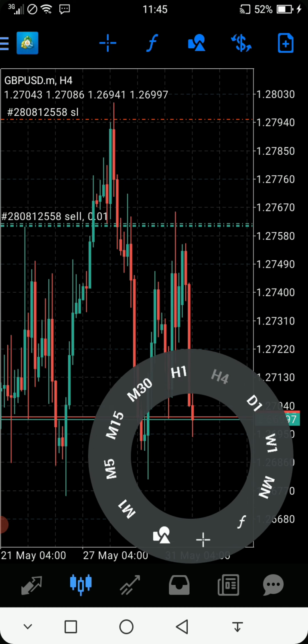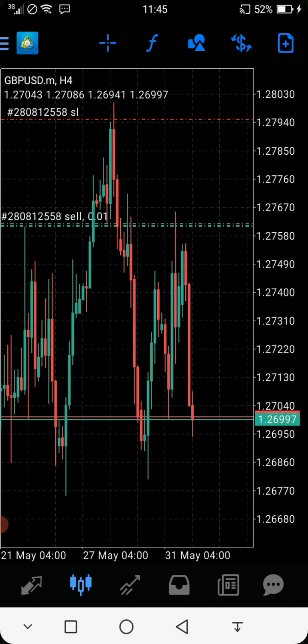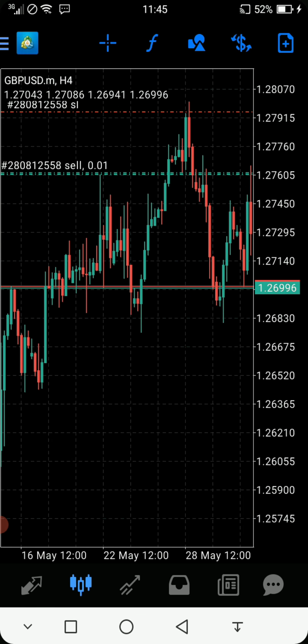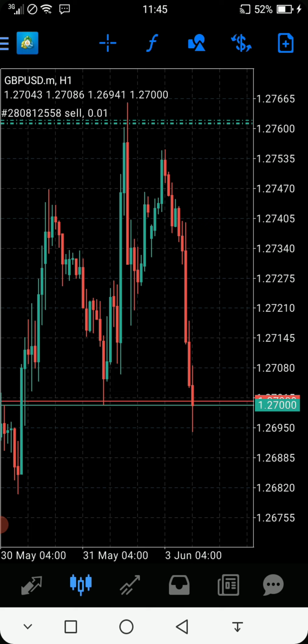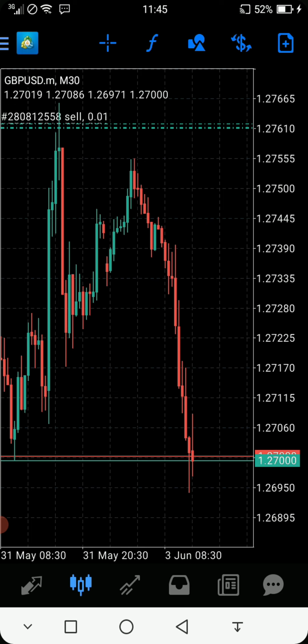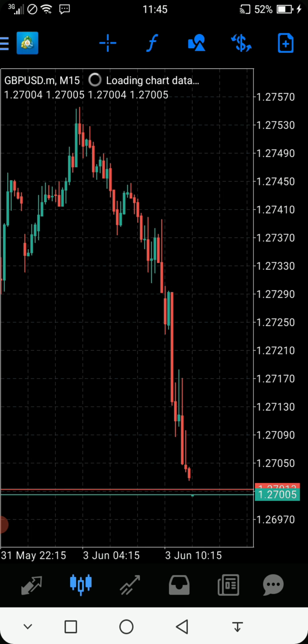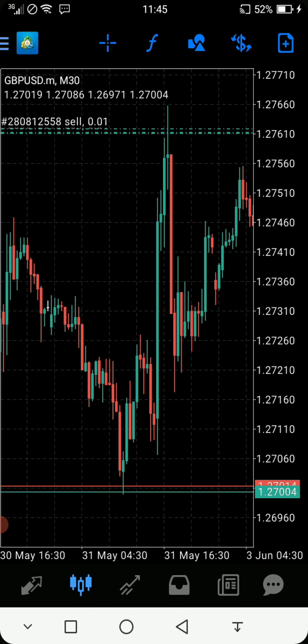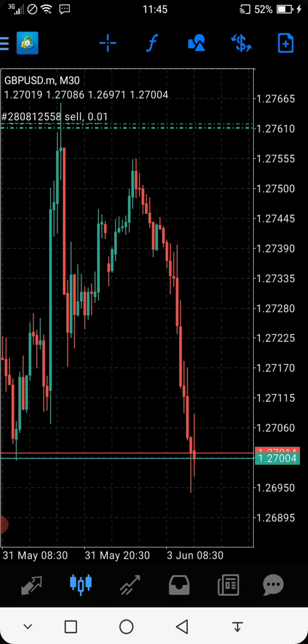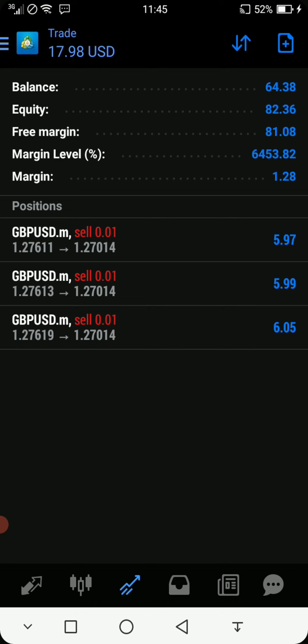Currently, as you can see, guys, we sold GBP USD. Now, as you can see on M30, we are still bearish. These are the trades that I've taken on Friday, guys, just to remind you. So now currently we are at 82 US dollars, as you can see.